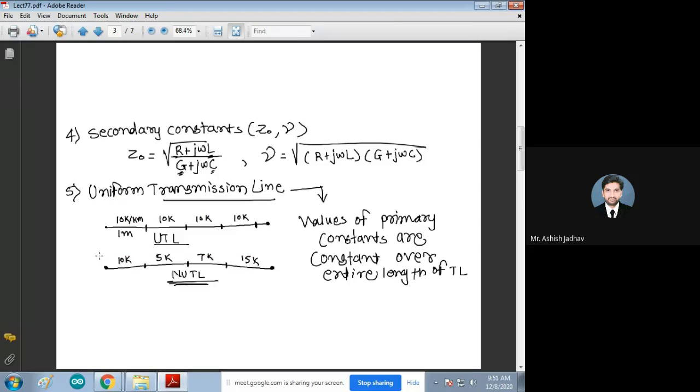Exactly opposite of this, if the value of resistance or any other parameter is not constant over the entire length of that transmission line, then we will call it a non-uniform transmission line. So I hope the difference is clear between a uniform transmission line and a non-uniform transmission line.